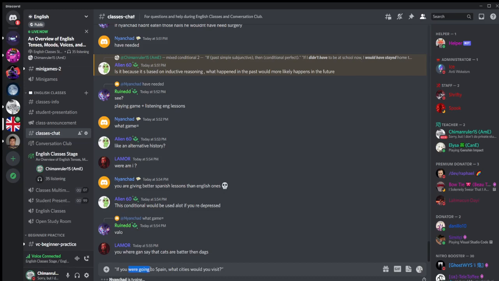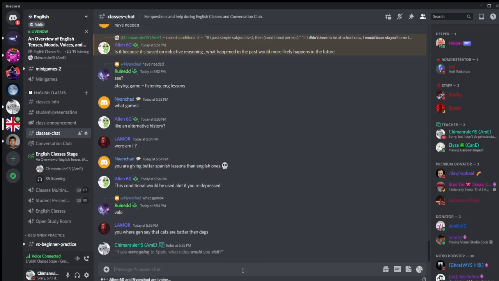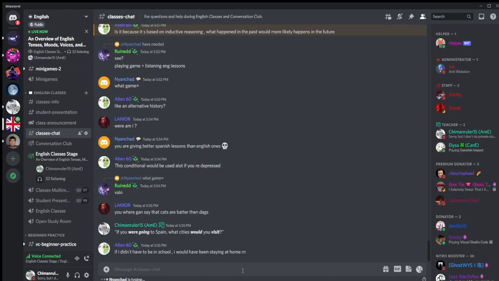So you could say something like this. You could actually add a continuous form in either clause, like in either the condition clause or the result clause, or you could even have both. You can even have both ing forms, you could have both verbs in the continuous form. But normally you just have one in the continuous form, if any. But here's an example where you could have a continuous form in conditionals. If you were going to Spain, what cities would you visit?